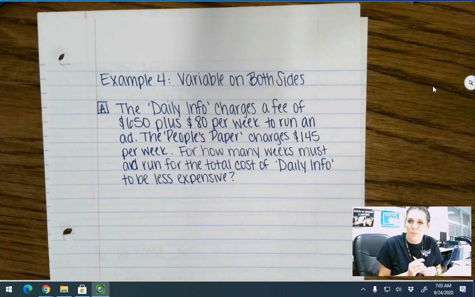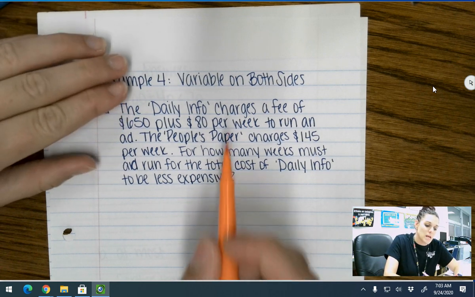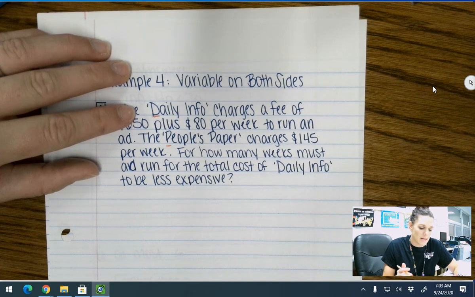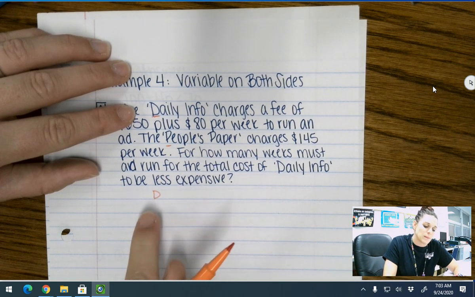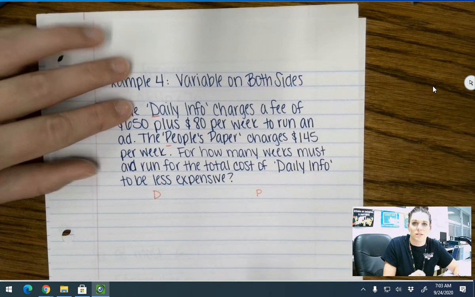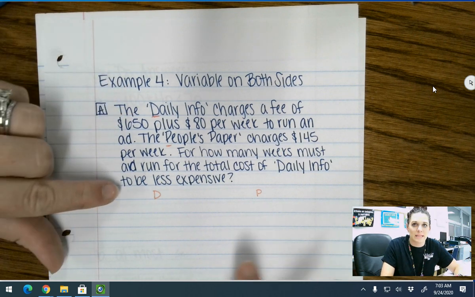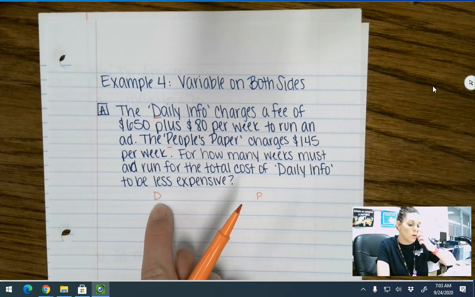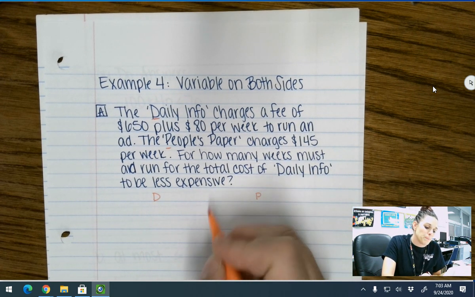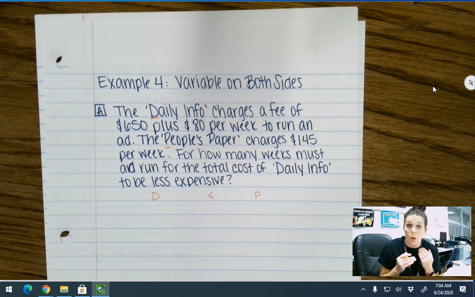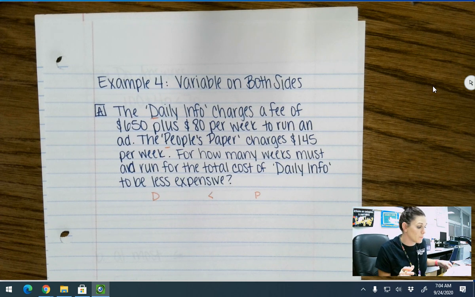Here we're going to be comparing two different companies to see when one will cost less than the other. What I normally do when I'm comparing things, so I'm not as confused, is use something from the story to help me organize myself. I'm going to put Daily Info on the left and People's Paper on the right. It says Daily Info less expensive, so I want to know when Daily Info will be less than People's Paper. If this asked the other way around, my inequality would turn the other direction. So we want to make sure that we are starting the problem off exactly how it needs to be.